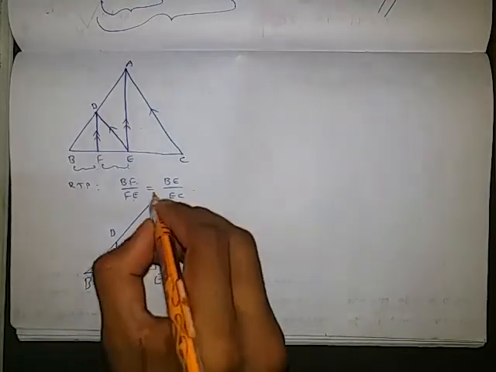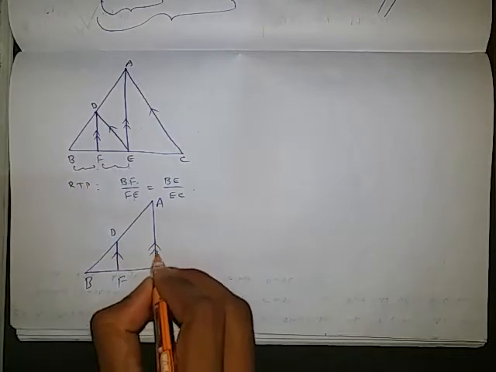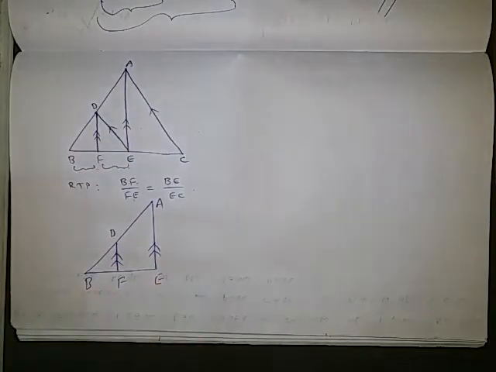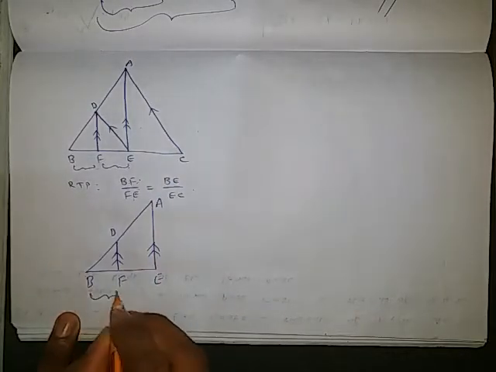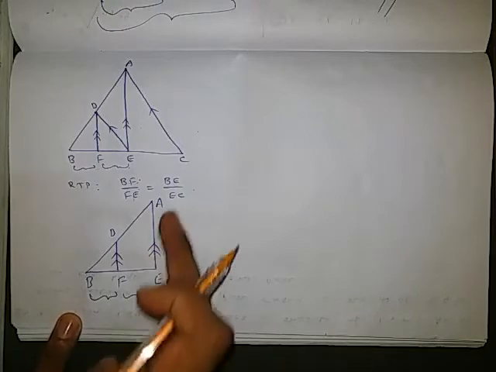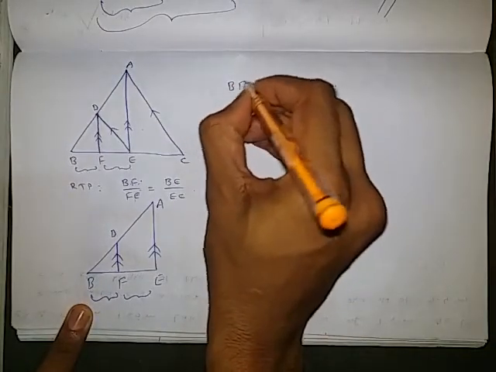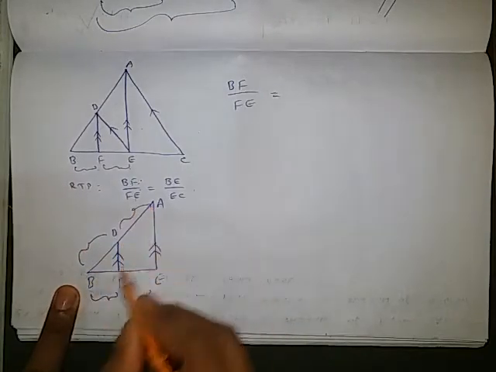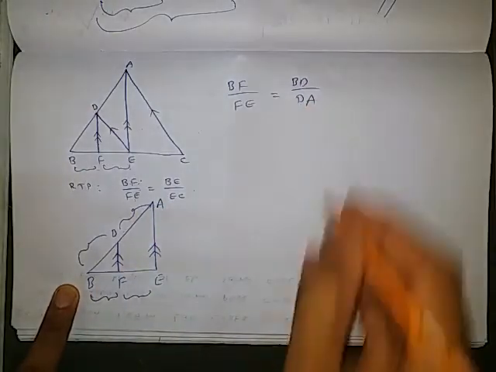Now according to the BPT, we want parallel lines only, that's why I am not taking this line. So he clearly mentioned that this DF is parallel to AE. This DF and AE are parallel lines, and those parallel lines only I am considering. Now we want BF by FE, right? It means this BF, this is FE, upper one by lower one. Now for this total figure I will apply upper one by lower one. BF by FE is equal to, here also the same, upper one by lower one, that is BD by DA. This is equation 1.